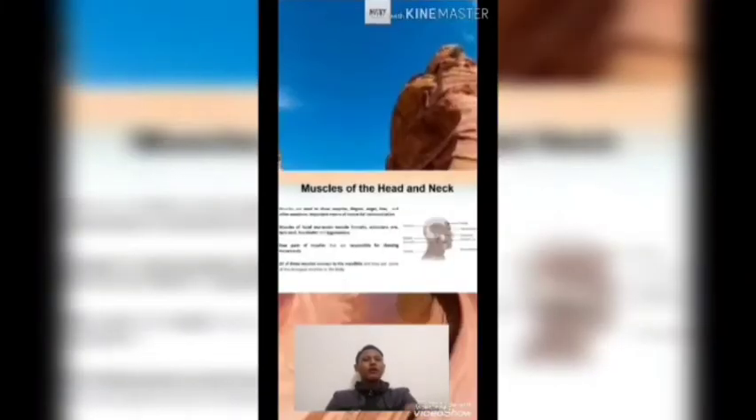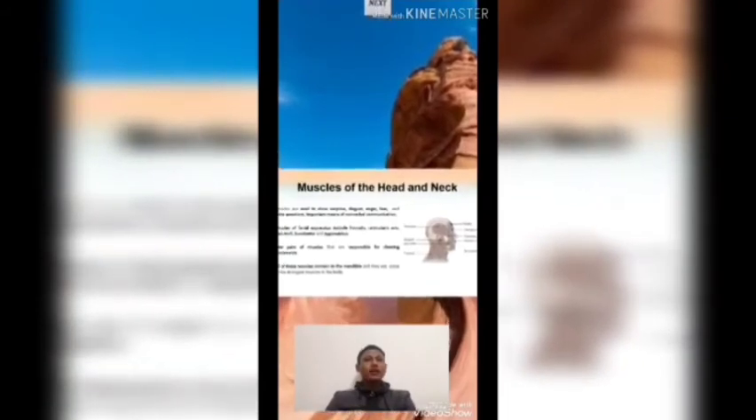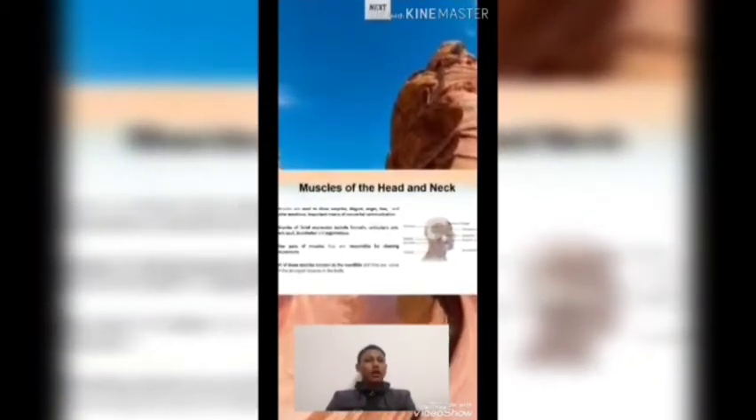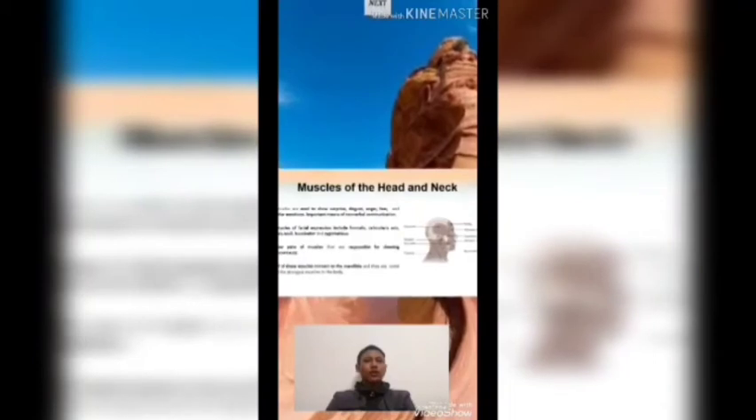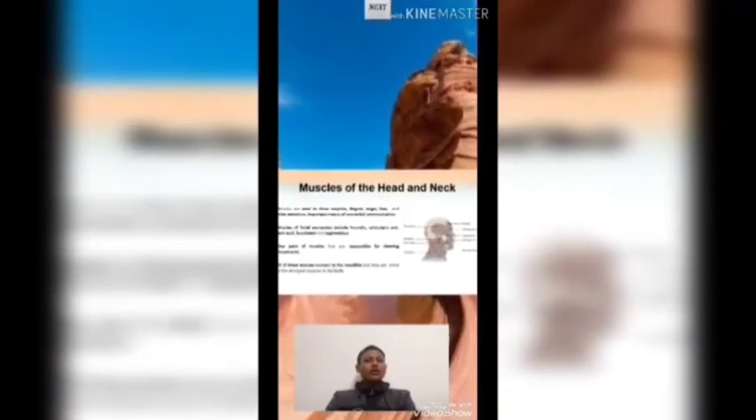and blood vessels. Okay, the next screen, screen number 13, is about the muscles of the head and neck. Muscles are used to show surprise, disgust, anger, fear, and other emotions, an important means of non-verbal communication. Muscles of facial expression include the frontalis, orbicularis oris, orbicularis oculi, buccinator, and zygomaticus. Four pairs of muscles are responsible for chewing movement. These all connect to the mandible, and they are some of the strongest muscles in the body.